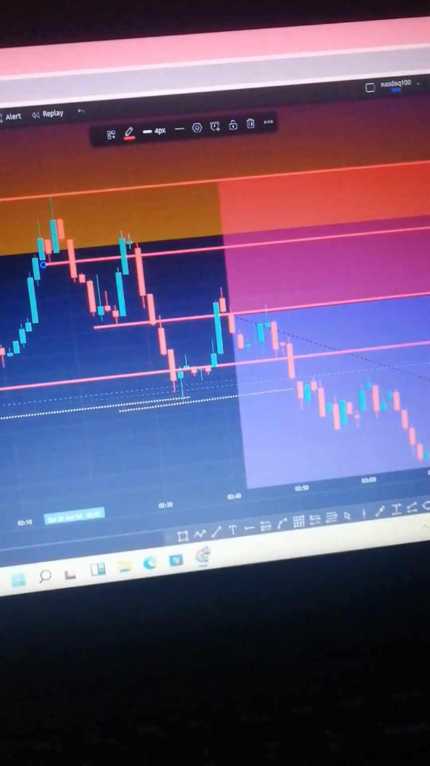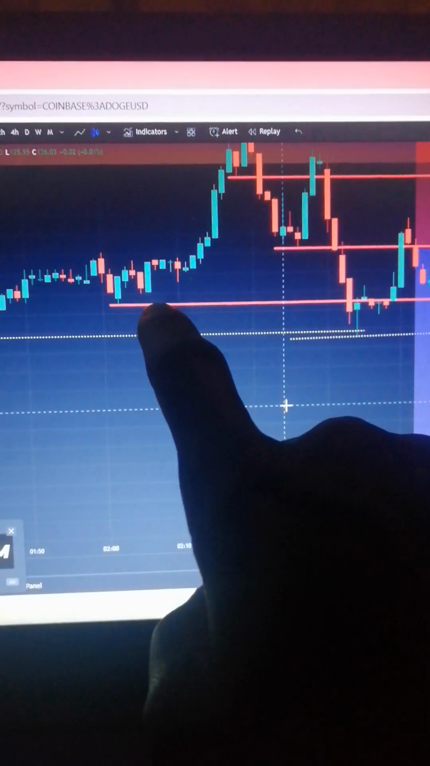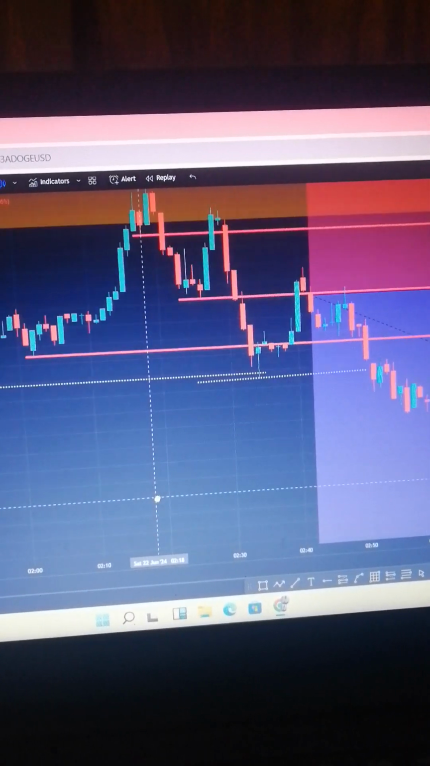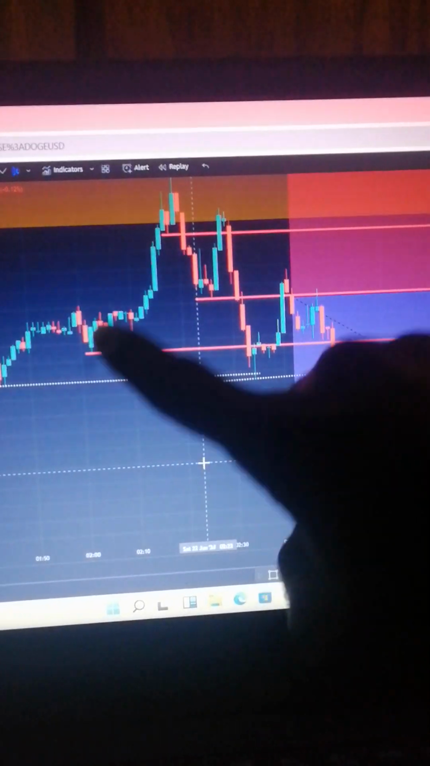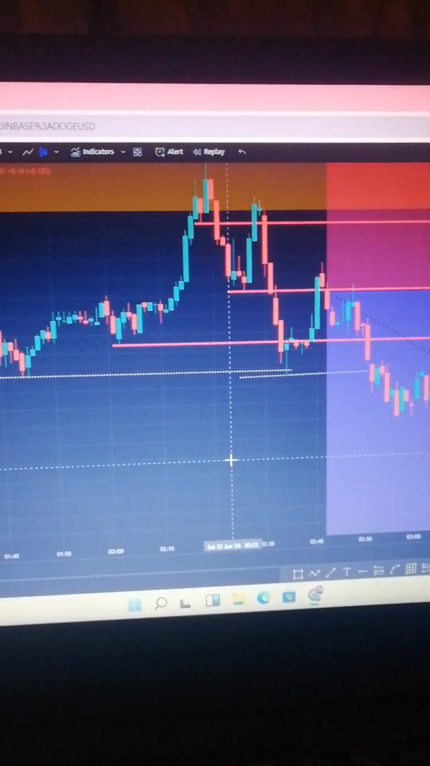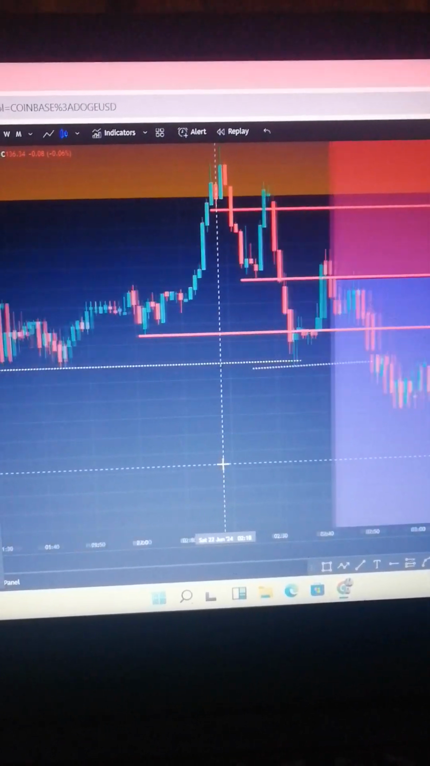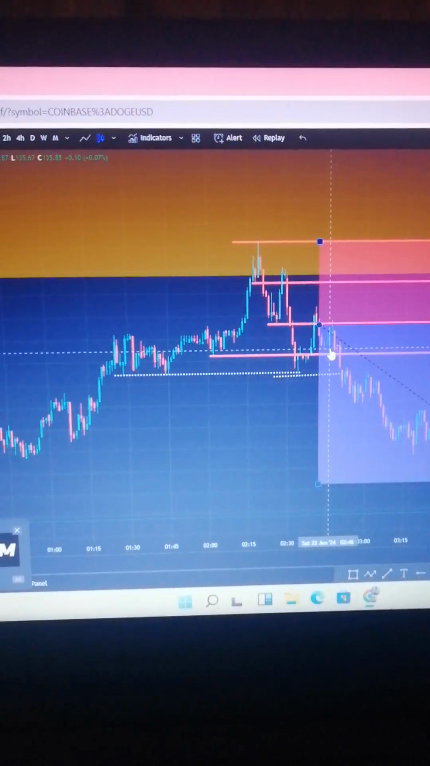And the third one could consider this one as a change of character and consider this as one leg move. So which one would you consider? Consider this one as change of character and enter anywhere from around here. So it all depends on you. I don't know which one you would have considered as change of character.